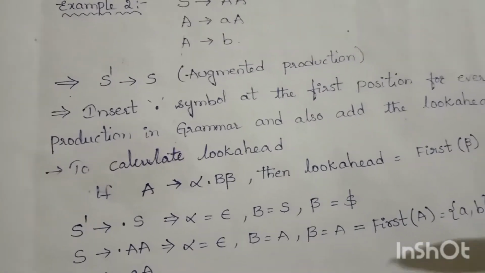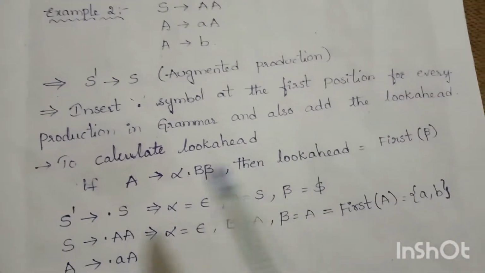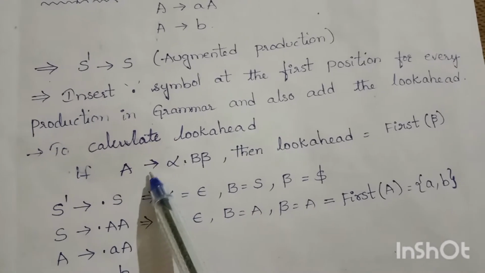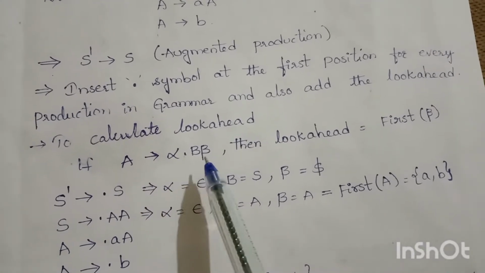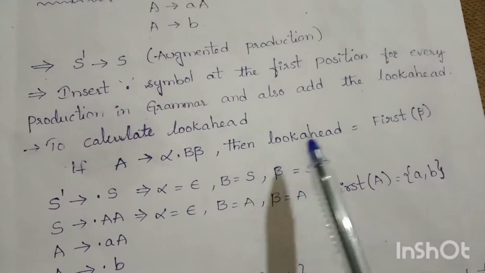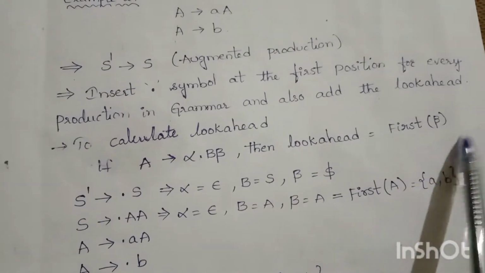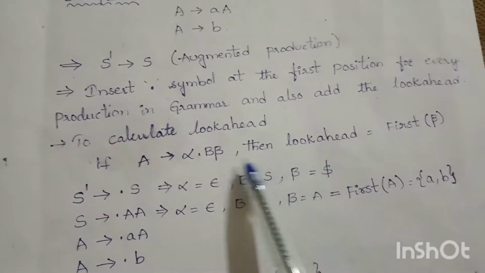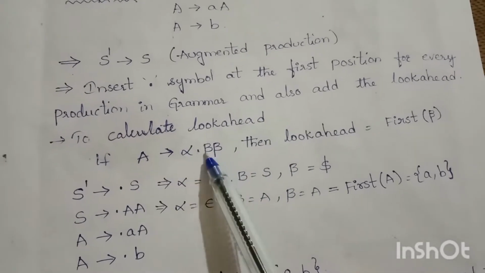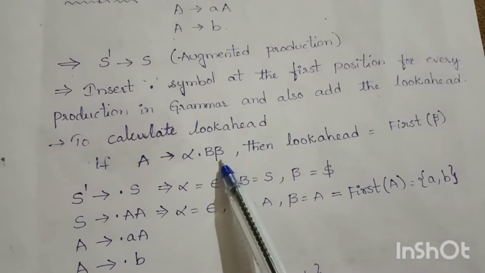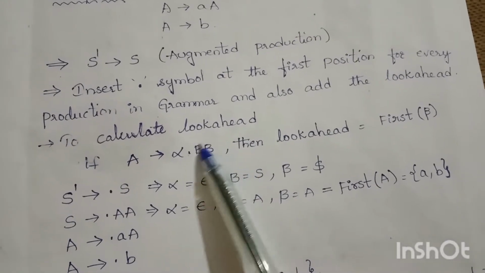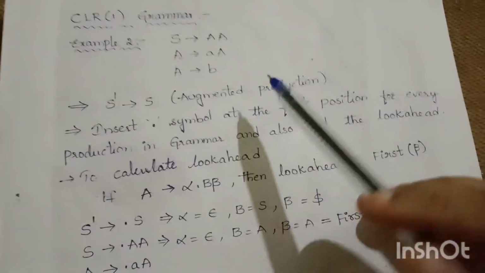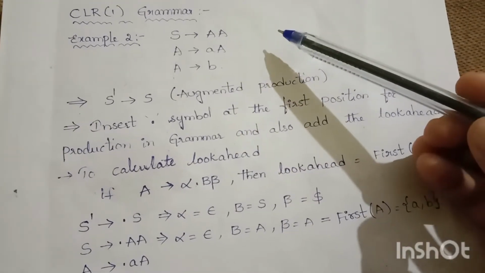So how to calculate the look ahead symbol? To calculate the look ahead symbol, if a grammar is in the form of A tends to alpha dot B beta, then look ahead is equal to first of beta. Assume that if a grammar is in this format, then look ahead of this grammar is nothing but first of beta. We'll see one example, then you will have a clear idea.